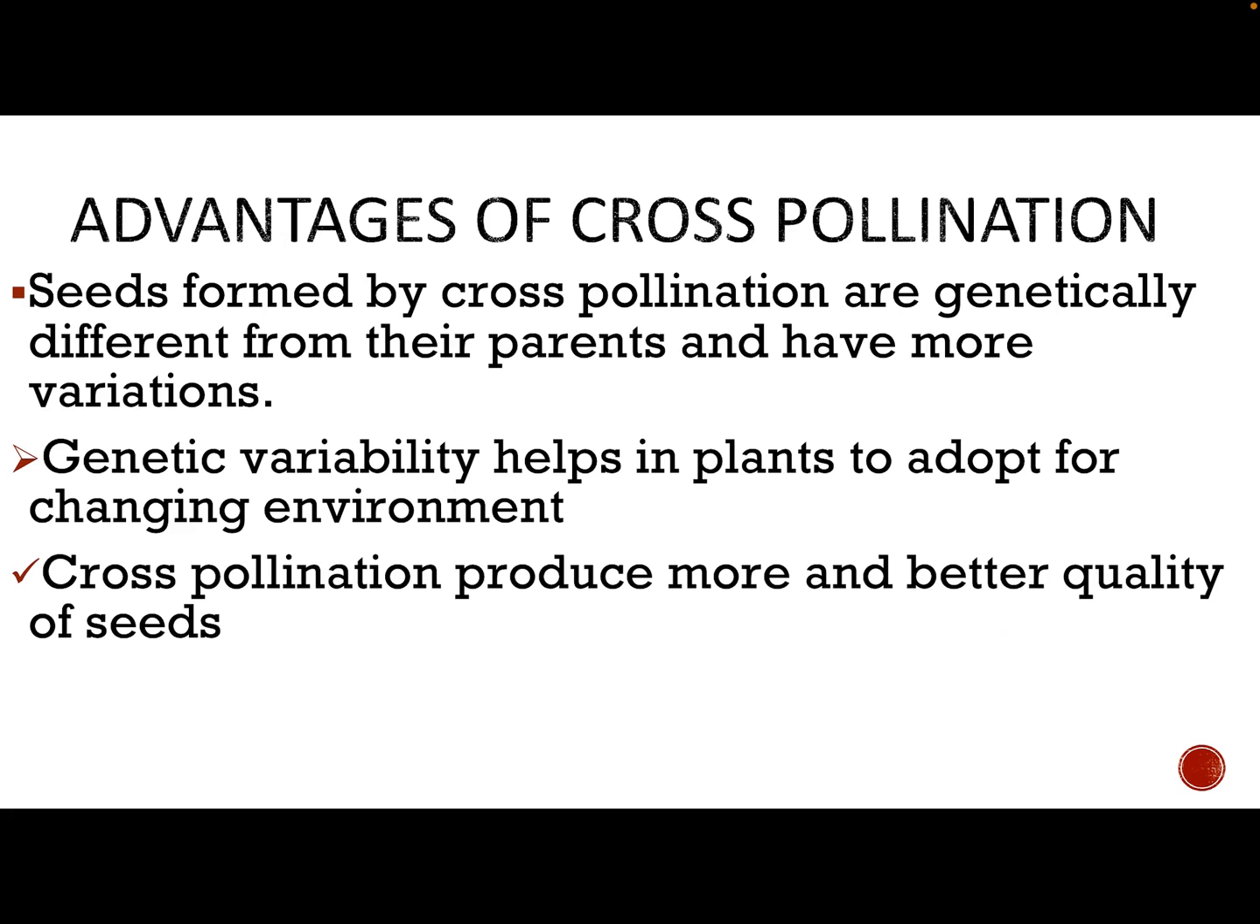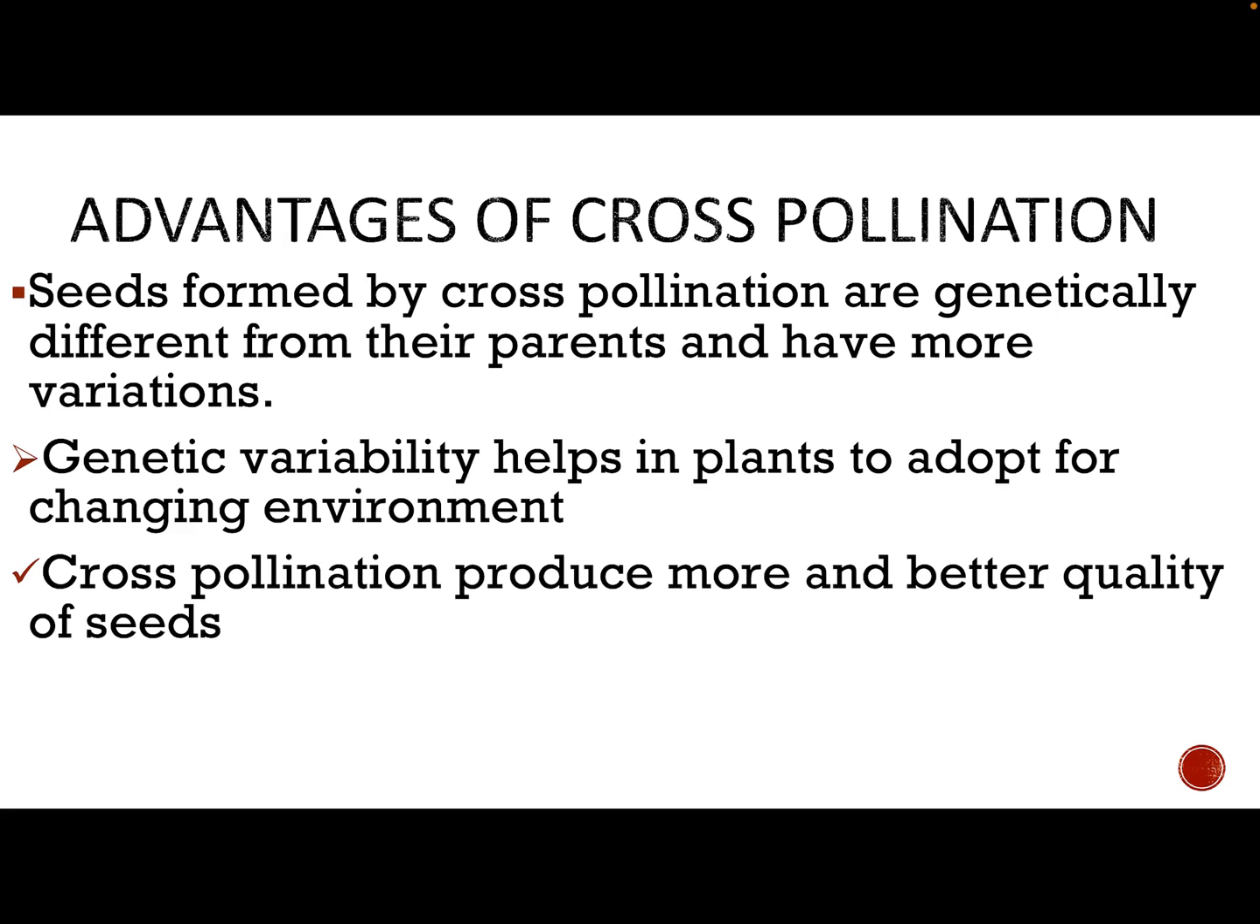Likewise, in plants also there is variation. So cross pollination helps in making variation. In self pollination there is no variation. They are like clones. But in cross pollination they are going to vary. There will be variation, and it is beneficial for plants or any species on earth. Genetic variability helps plants to adapt to a changing environment.